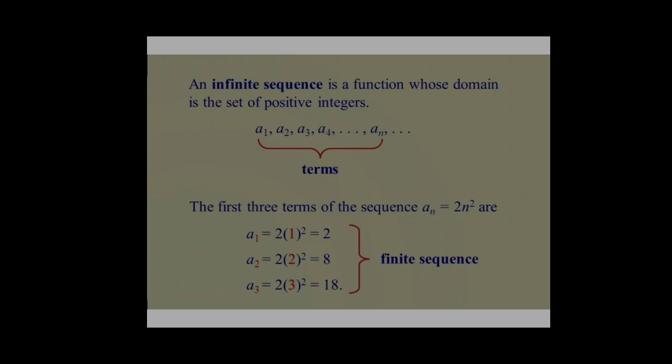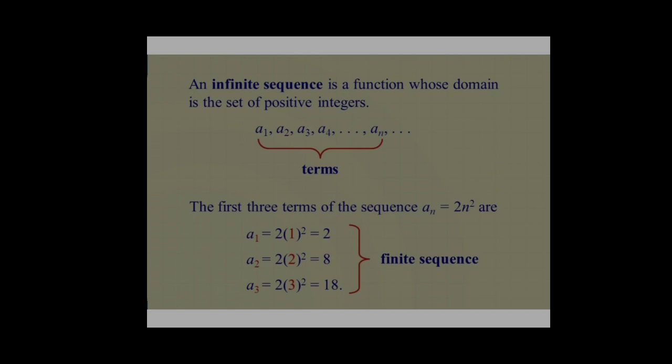So the first is: an infinite sequence is a function whose domain is the set of positive integers, which is a sub 1, a sub 2, a sub 3, a sub 4, up to a sub n, which is any number. So the first three terms of the sequence a sub n equals 2n squared are: a sub 1 equals 2 times 1 squared, which equals 2. That's the first term. A sub 2 equals 2 times 2 squared, which is 8.